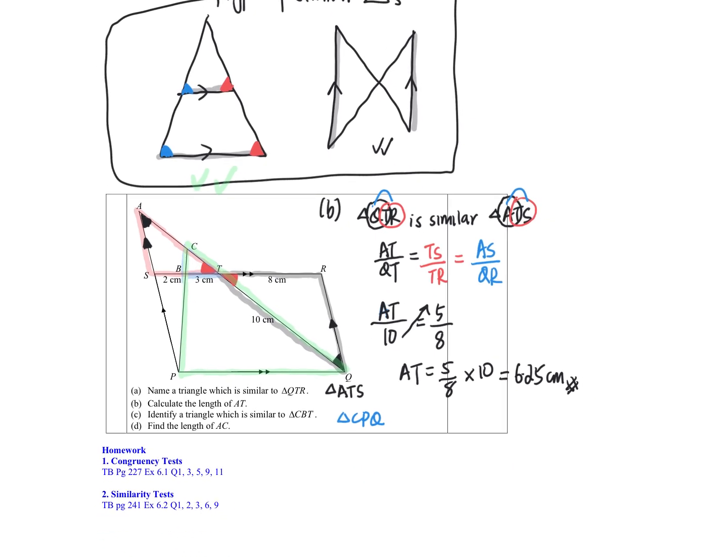Okay, last one. They want you to find what is AC. This one. But in order to find AC, I need to have what? CT. Because I already have AT. Just now I found already 6.25. So now the question wants me to find AC. But I can find AC only if I know CT. So now I look at the stacked triangle.